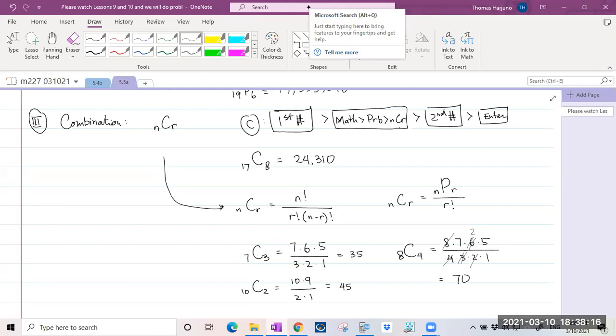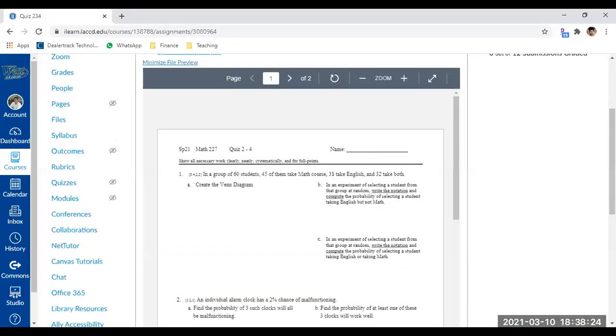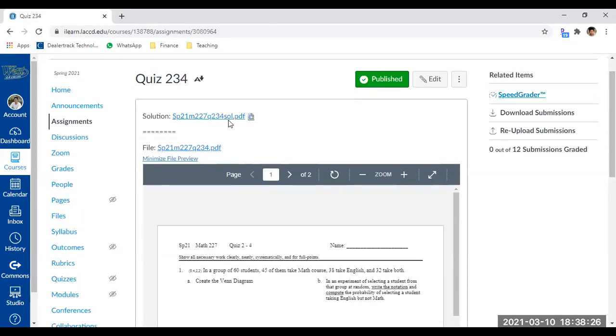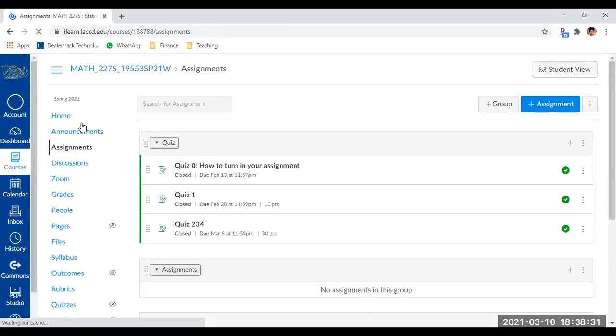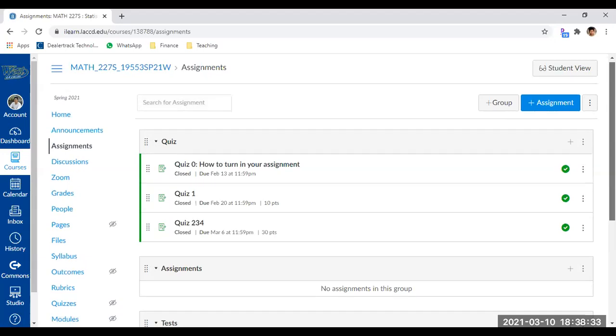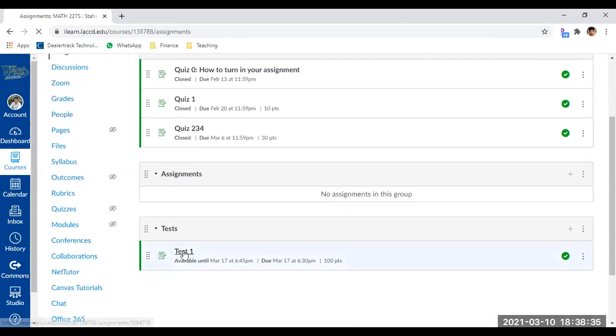Oh, don't forget. Oh, you know what? I need to go over this before I forget. I already posted the instruction for your test 1. Some of you may have noticed that. So if you go to your assignment, you see the instruction for test 1.